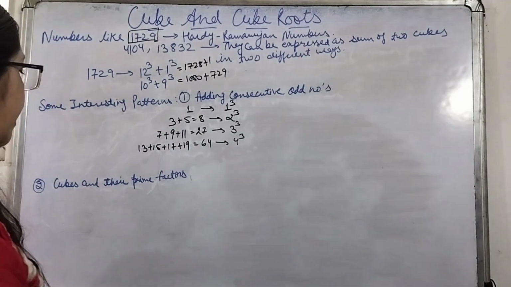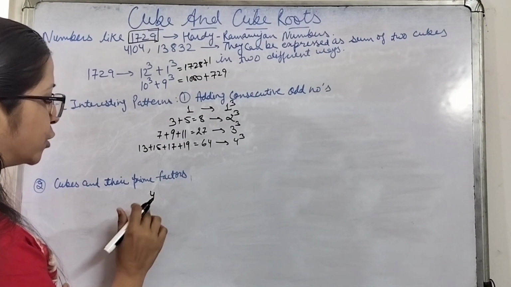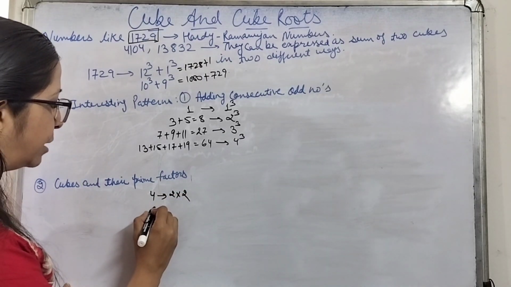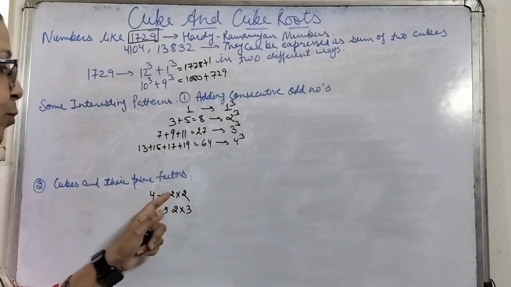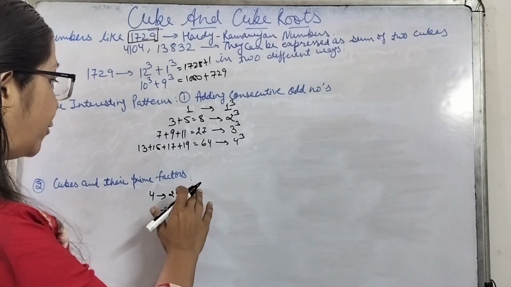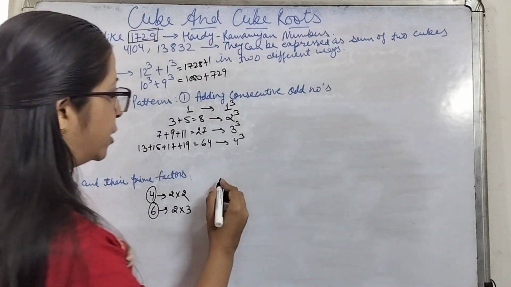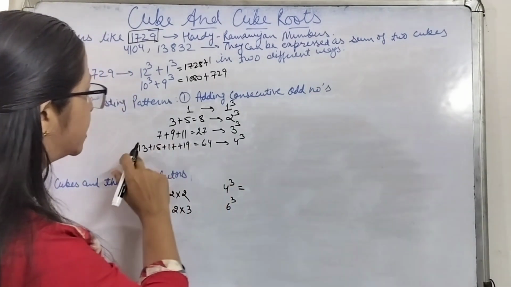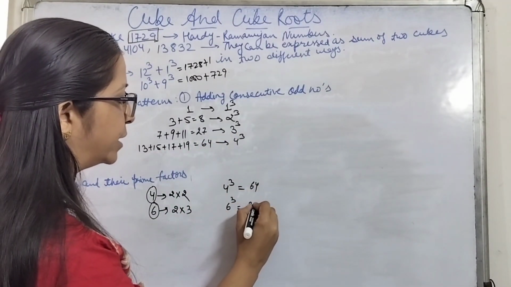If we take some number, say 4, the factors of 4 are 2 multiplied by 2. Similarly, if I take the number 6, the factors of 6 will be 2 multiplied by 3. So if we take the cubes of these numbers, that is 4 and 6, what is the cube of 4? Cube of 4 is 64 and cube of 6 is 216.